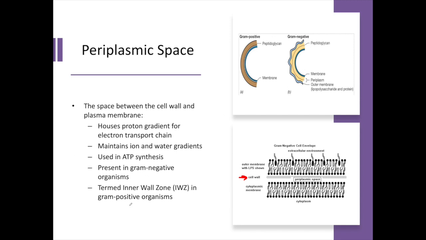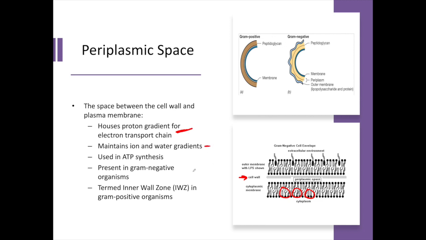This periplasmic space, however, is very, very important. It is important for housing the protons used to create proton motive force and the proton gradient for electron transport chains. Electron transport chains for energy production require a membrane, and the only membrane in a bacterial cell is its cell membrane. So the electron transport chains will all be housed inside of the cell membrane there. And so they're going to need somewhere to house protons in order for the electron transport chain to properly function.